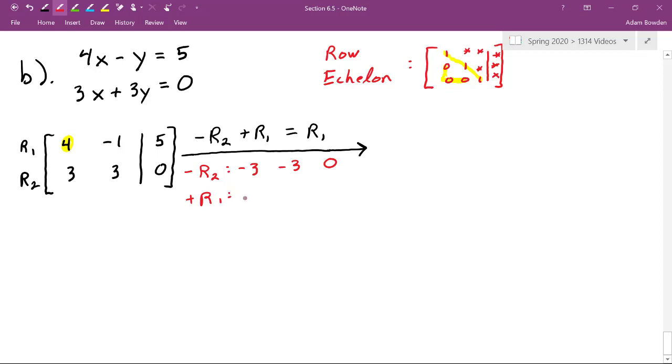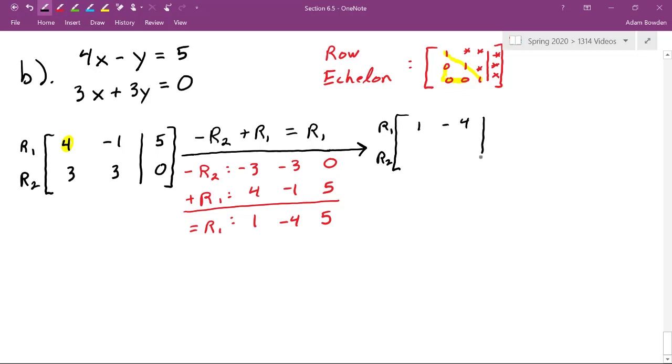And I add that with row 1, 4, negative 1, and 5. That equals my new row 1, 1, negative 4, and 5. So we'll have that down in row 1, and that's the first step to get to row echelon form.